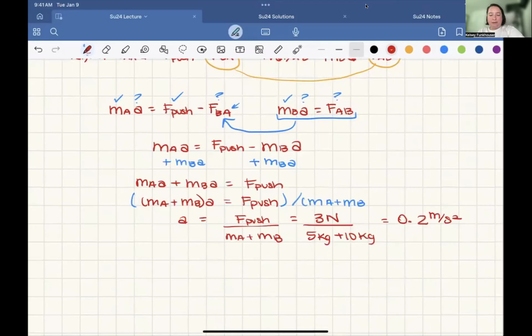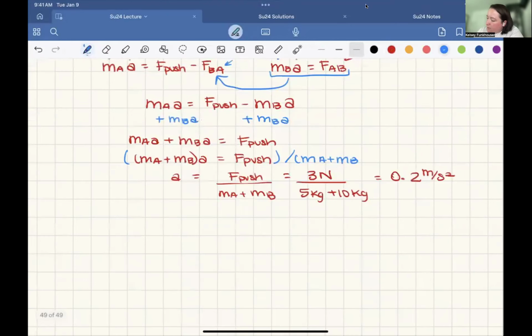So we got that first part, we got the acceleration. Now we want to find the force that block A exerts on block B, which is this force here. And would you look at that? We have an equation and we now know what the acceleration is, so we can just plug stuff in. So force from A on B equals the mass of B times the acceleration. Mass of B is 10 kilograms, acceleration is 0.2 meters per second squared. That tells us that the force is 2 newtons.